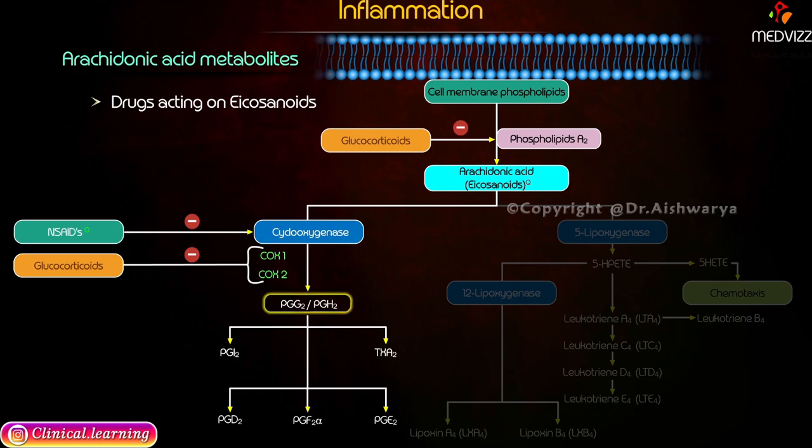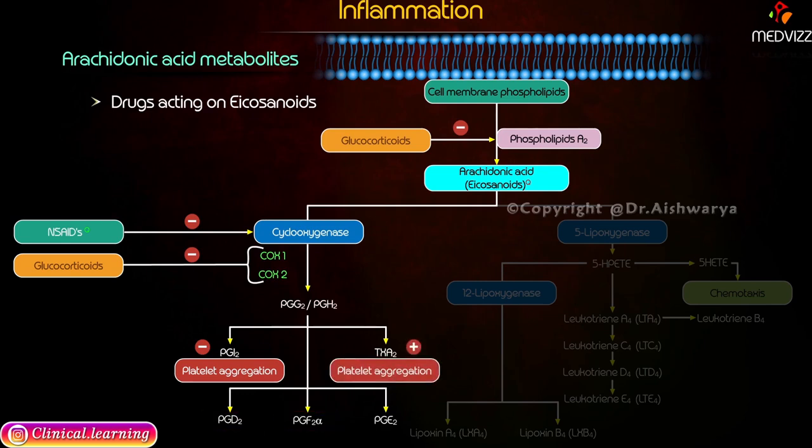And the following products are produced by the cyclooxygenase pathway. The first one is PGI2, which is extremely important to prevent platelet aggregation, and others are PGE2, PGF2 alpha and PGD2, and another one is thromboxane A2, which is a potent product for platelet aggregation.